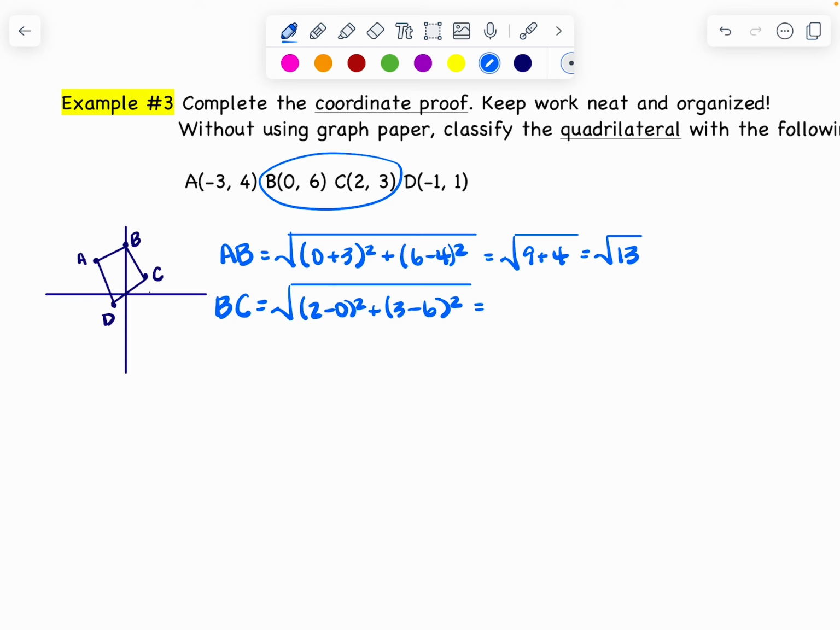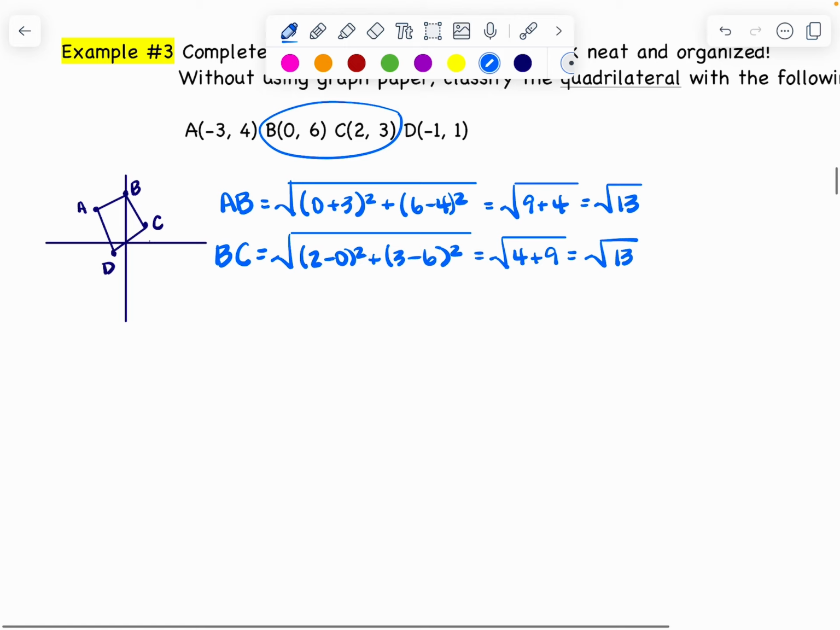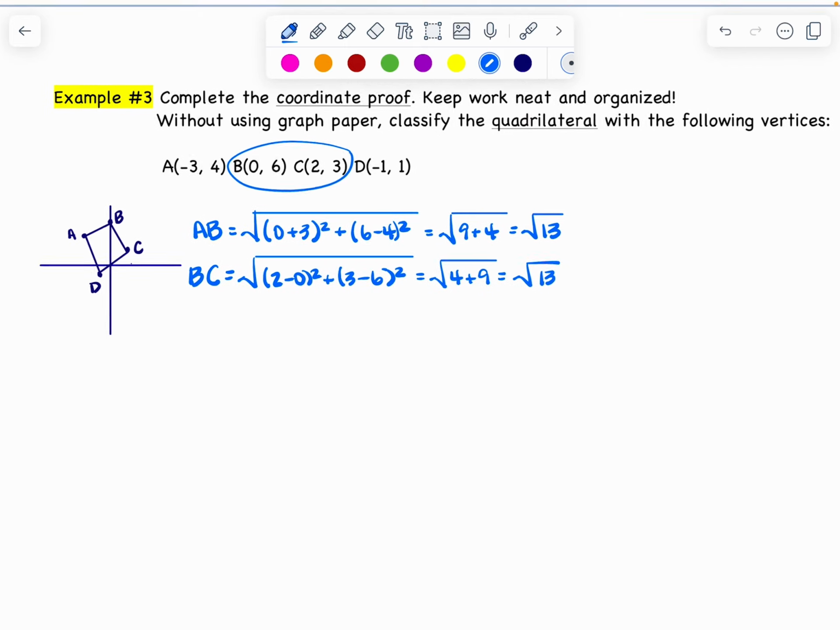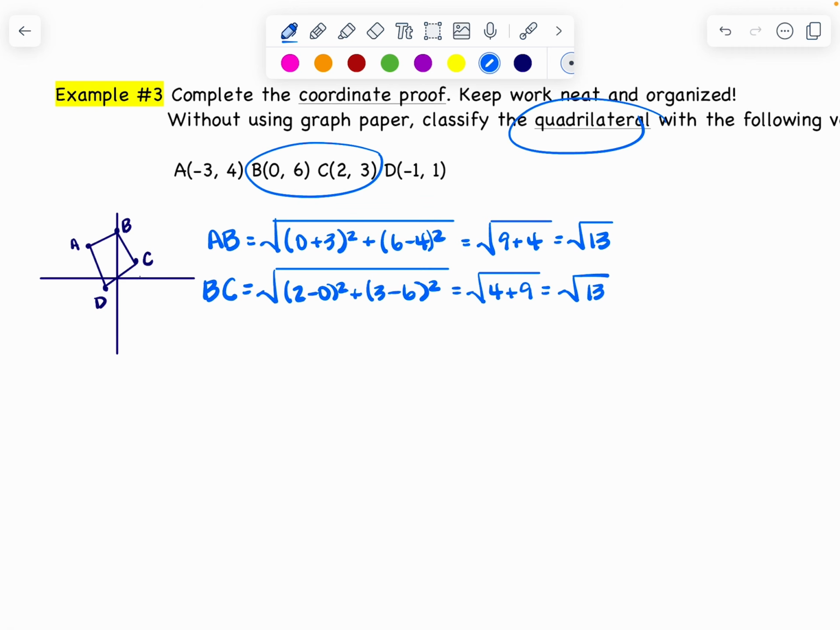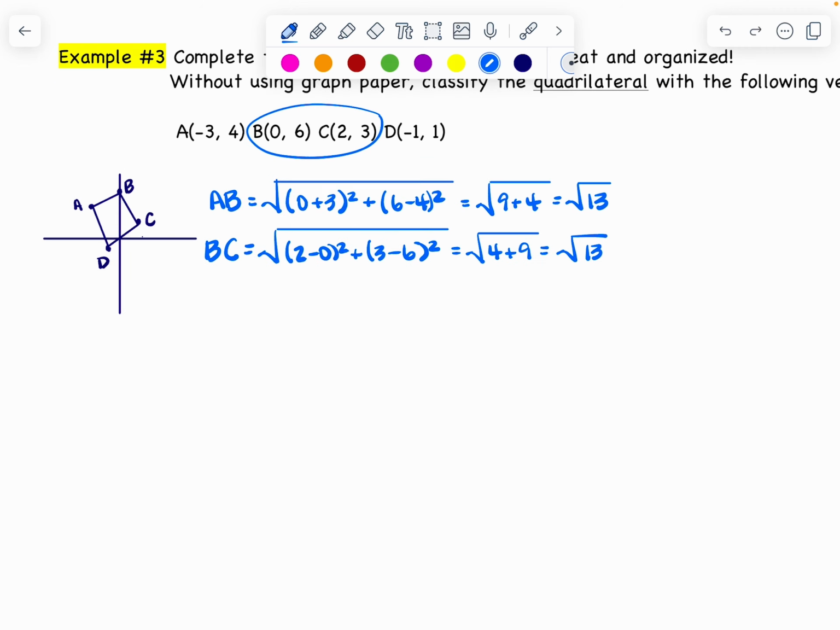x minus x squared plus y minus y squared. Again, the order does not matter in the distance formula because you're going to square it anyway. So let's see, 2 squared is 4. Negative 3 squared is positive 9. Oh, what do you know? 13. Square root of 13. So far, AB and BC are congruent. Now, you can't stop there because I don't know this is a parallelogram yet. It just says quadrilateral, so I've got to keep going.